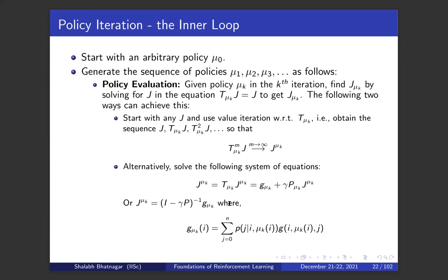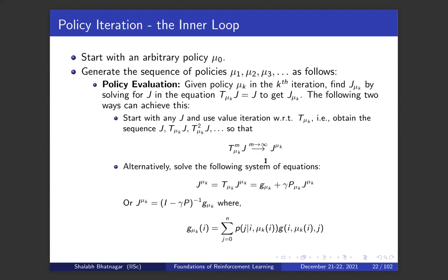But if finding this I minus gamma P inverse is difficult, for instance, when the number of states is very large, then you could use, as I said, a value iteration type of procedure, wherein you know what policy mu k has been suggested by the outer loop. You start off with some initial estimate of the value function there, and then keep on iterating. So you have T mu k J, then T mu k squared J, T mu k cubed J, and so on. Then this sequence that you obtain would converge to J mu k eventually.